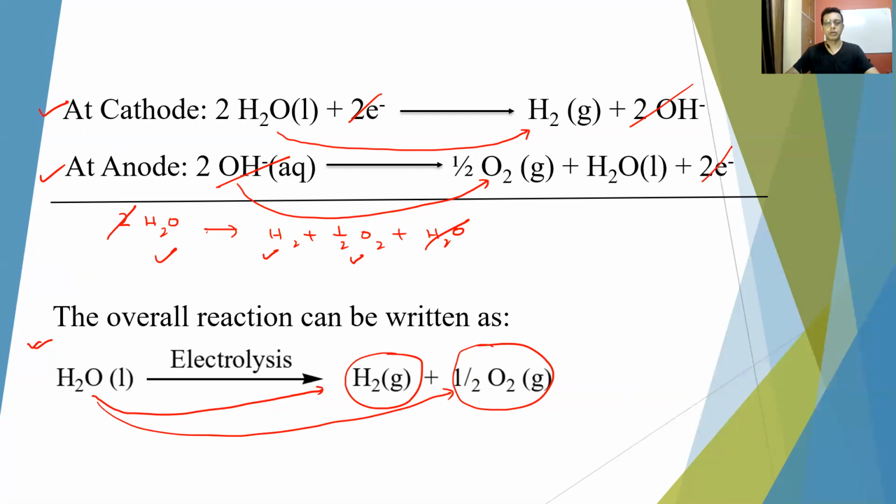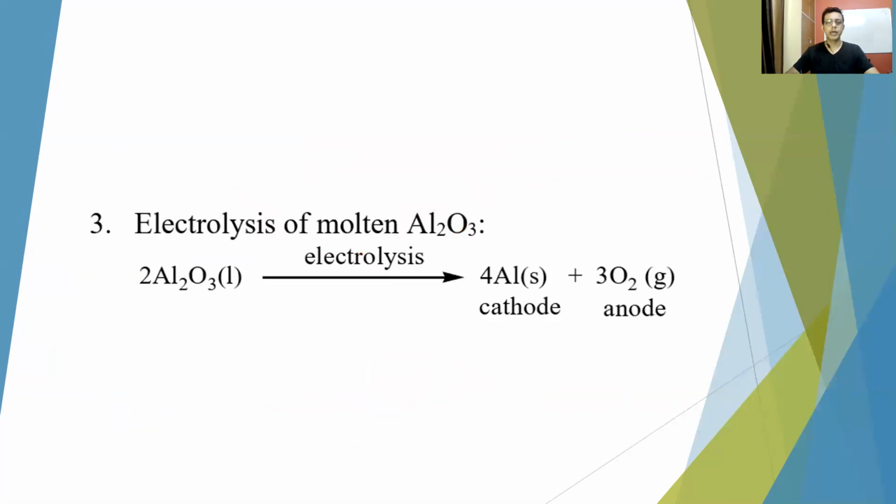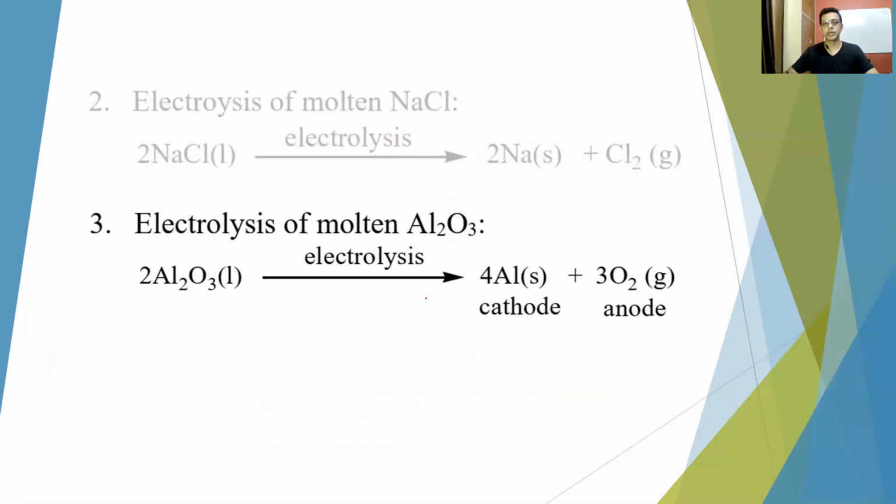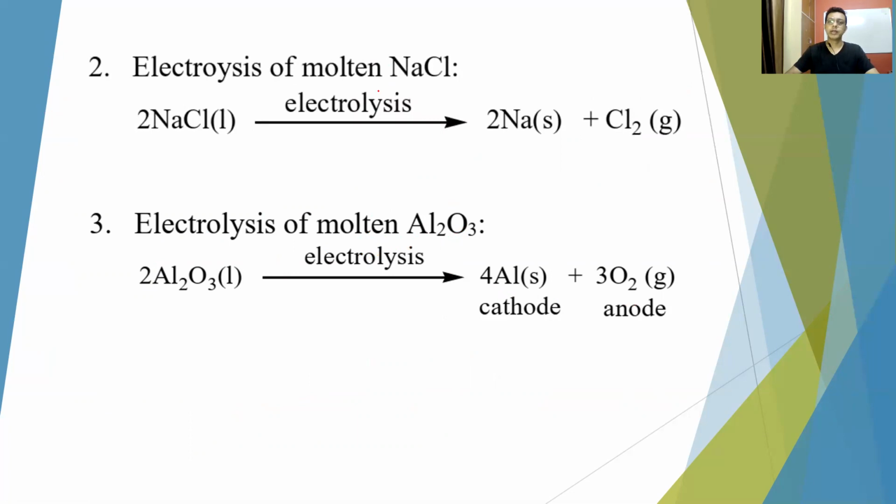Another example of electrolysis is electrolysis of molten Al2O3. Al2O3 is called alumina. When alumina is electrolyzed, you will get aluminum metal at the cathode and oxygen gas at the anode. When molten sodium chloride is electrolyzed, you will get sodium metal and chlorine gas. The sodium metal is obtained at the cathode and chlorine gas is obtained at the anode. The detailed process we will not discuss here.